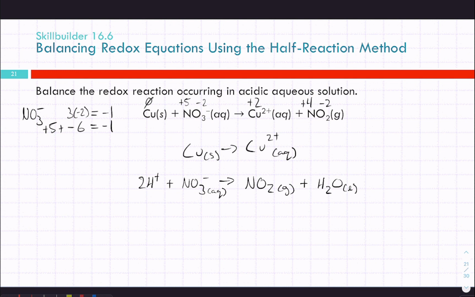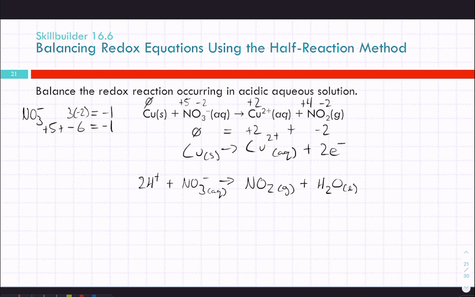And then once we've balanced all of our atoms, we can balance the charge by adding electrons. So again, for the copper reaction, it's 0 on the reactant side and a +2 on the copper 2+ side. So which side and how many electrons do we add? 2 electrons to the products. That is correct, because then we'll get +2 plus -2 is 0. So we've satisfied that one.